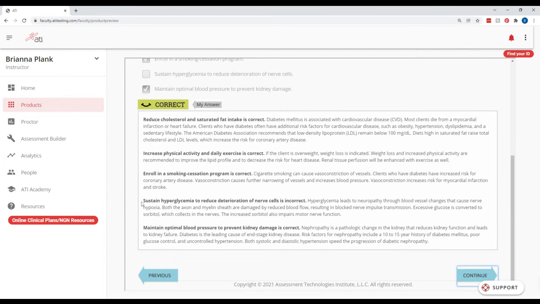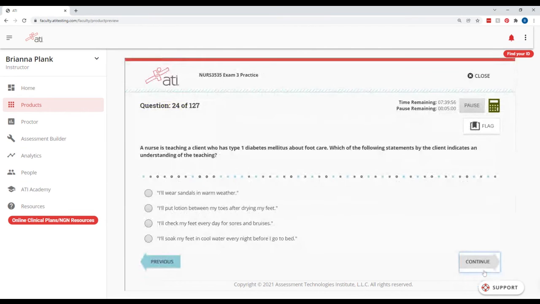Sustaining hyperglycemia is the opposite of what we're trying to do in diabetes control. And then we want to maintain optimal blood pressure. Kidney damage is another thing that we're concerned about in our diabetic patients over time. So the blood pressure is also going to help our coronary status, right? That's something they need to do to help protect their kidneys. Okay, foot care. What do we teach type 1 diabetics about foot care?